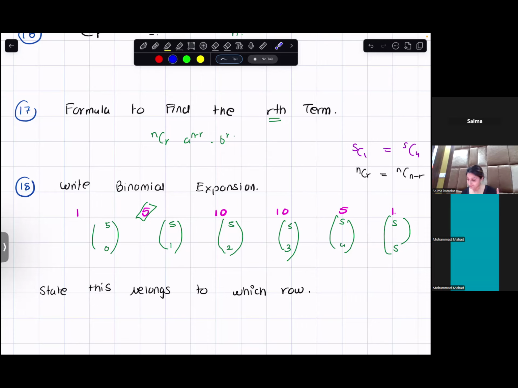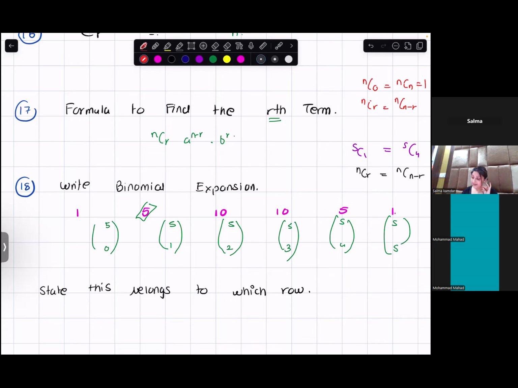So NC0 is equal to NCN. First rule. What is the first rule? NC0 is equal to NCN, and it is always equal to 1. Always. Okay. NCR is equal to NC(N minus R). With me? Yes. Okay, fine.